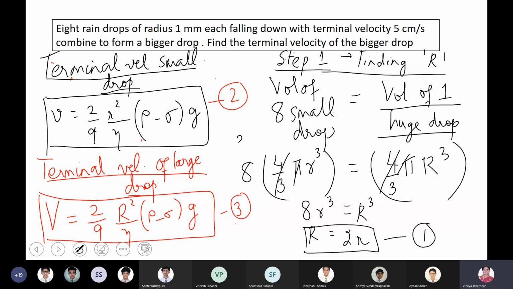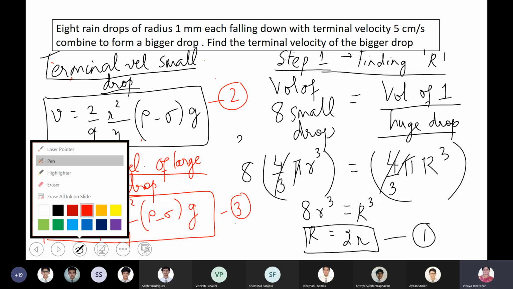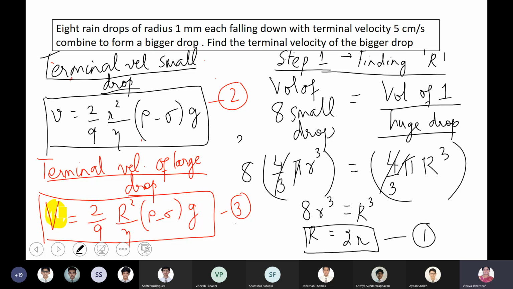And the terminal velocity of the larger drop, you have to find what is capital V. In that case, divide equation 3 by 2. Divide equation 3 upon 2, and get me the value of capital V.